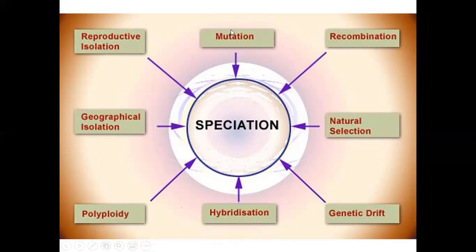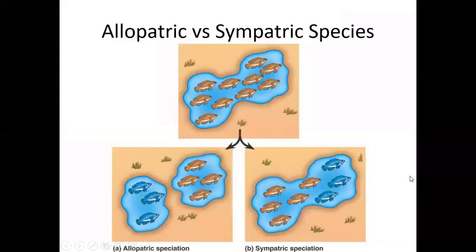Each one of these things, I'm not going to point it out, but polyploidy, that's where you get a different number of chromosomes and all of a sudden you're a new species. This happens in plants a lot. Genetic drift, natural selection, recombination, which we're going to talk about later more with meiosis, geographic isolation, reproductive isolation, all of these lead to speciation. And speciation is the creation of new species.